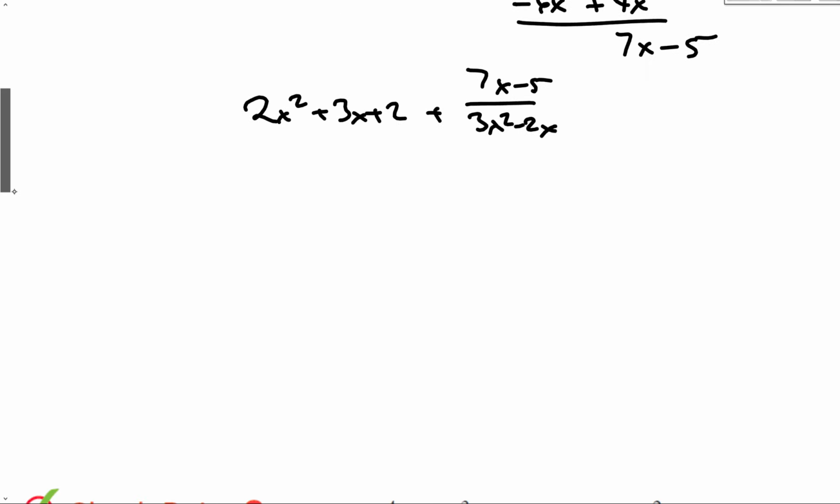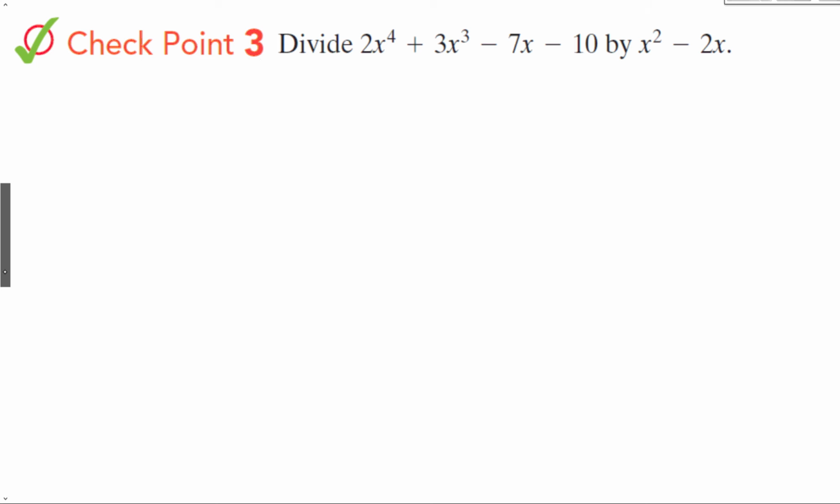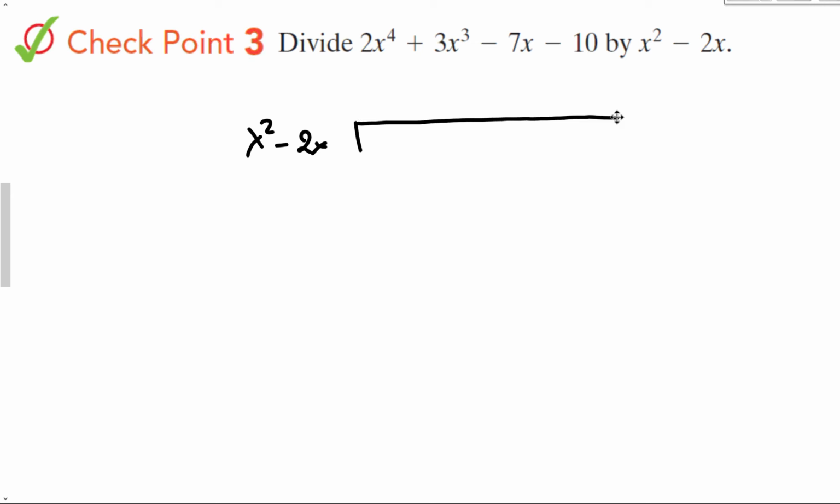Let's try another one of those. Okay, so we're going to do x squared minus 2x, and we're going to divide that into 2x to the fourth plus 3x to the third. Make sure you put the x squared minus 7x minus 10. Okay. Divide, multiply, subtract, bring down.